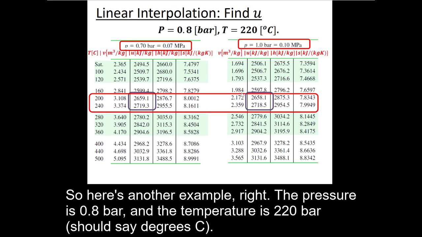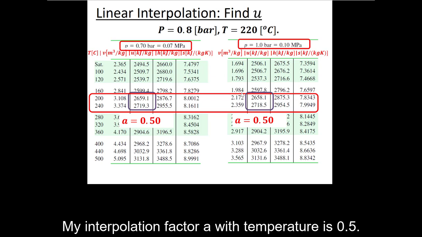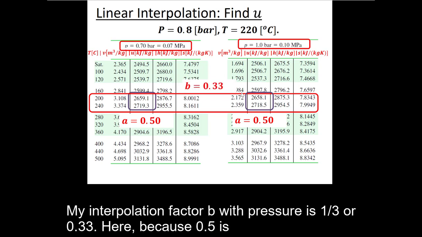So here's another example, right? The pressure is 0.8 bar and the temperature is 220 degrees. So I have two different interpolation factors. My interpolation factor A with temperature is 0.5. My interpolation factor B with pressure is 1/3 or 0.33.